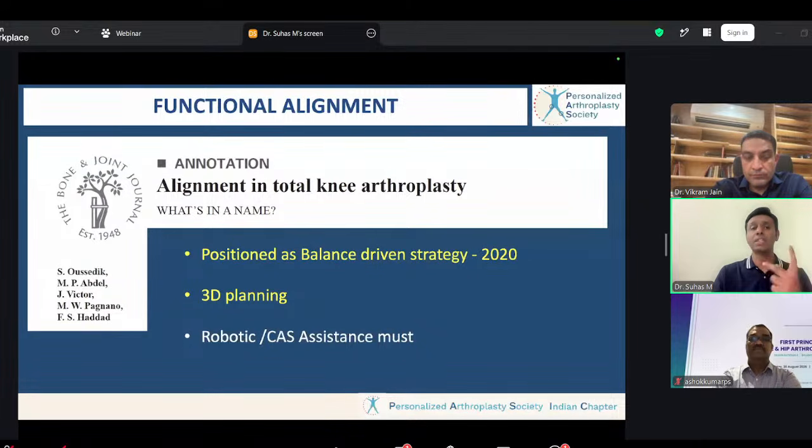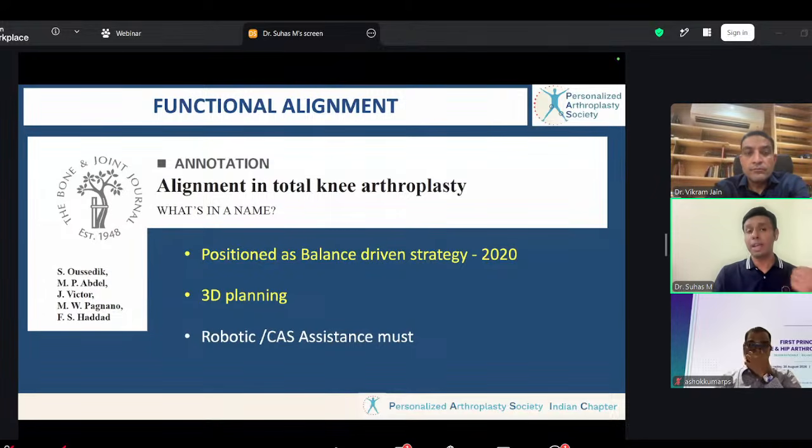This is where the target is flipped. In kinematic alignment, alignment is constant, gaps are flexible. In functional alignment, gaps are constant. That means your target is the gap. At the end of the day, whatever alignment you get by balancing the gaps, you accept that alignment strategy. So it's a matter of which comes first.